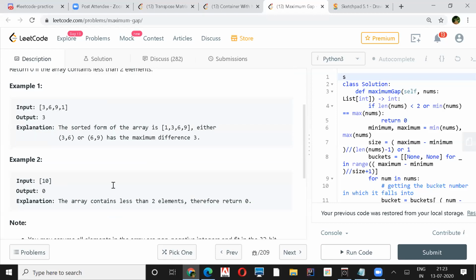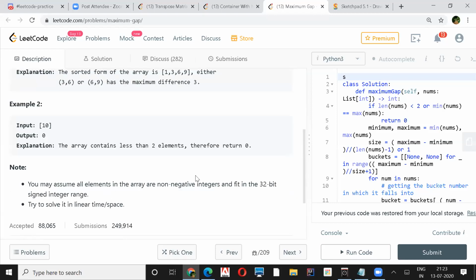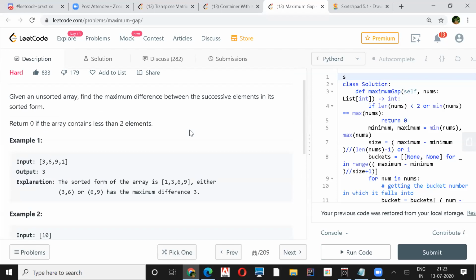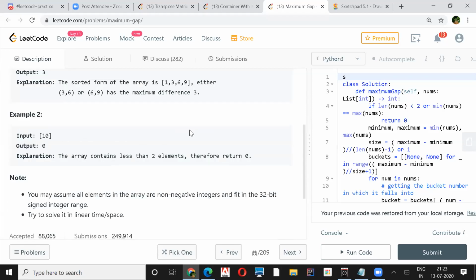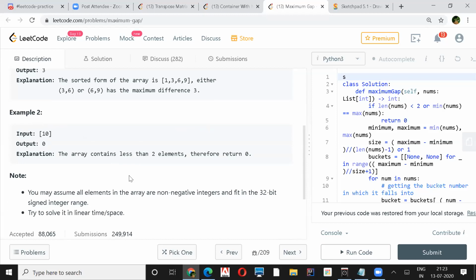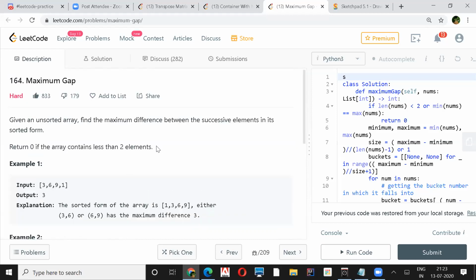Without this constraint, this problem is nothing. Oh, they have specified linear time and space. Yeah, because of which it becomes hard. Otherwise, they are telling us to sort it, keep taking the difference of two consecutive elements and update it, and whichever maximum you get, return the answer.